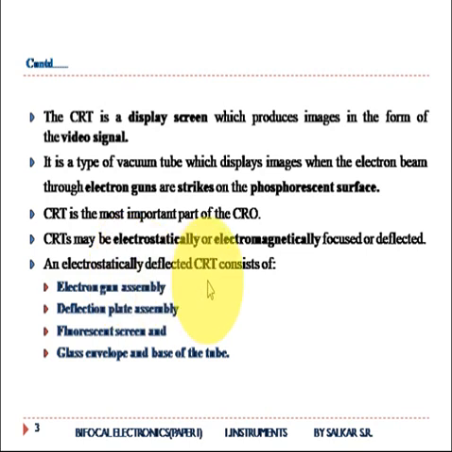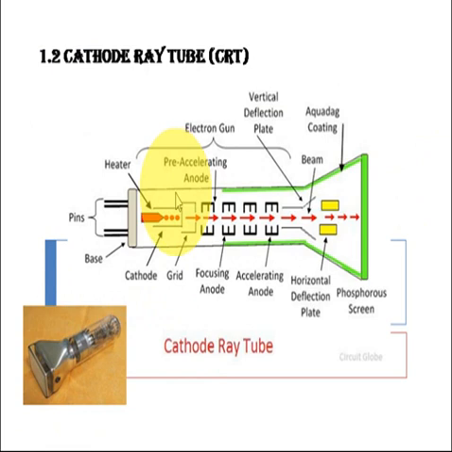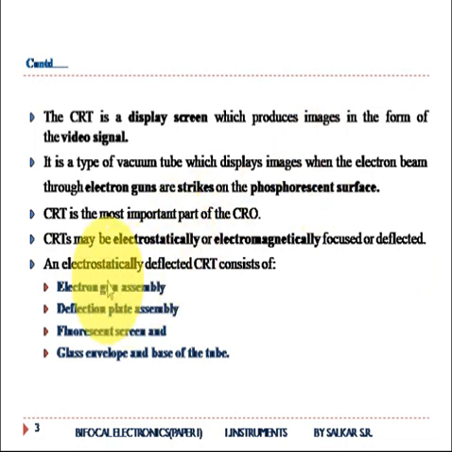So an electrostatically deflected CRT consists of, the diagram which we have seen over here, this diagram is based on electrostatic focusing of the CRT. Which focusing method are we going to use in this diagram? The electrostatic focusing method. This tube is divided into 4 different parts: first is the electron gun assembly, second is the deflection plate assembly, third is the fluorescent screen, and fourth is the glass envelope and base of the tube.